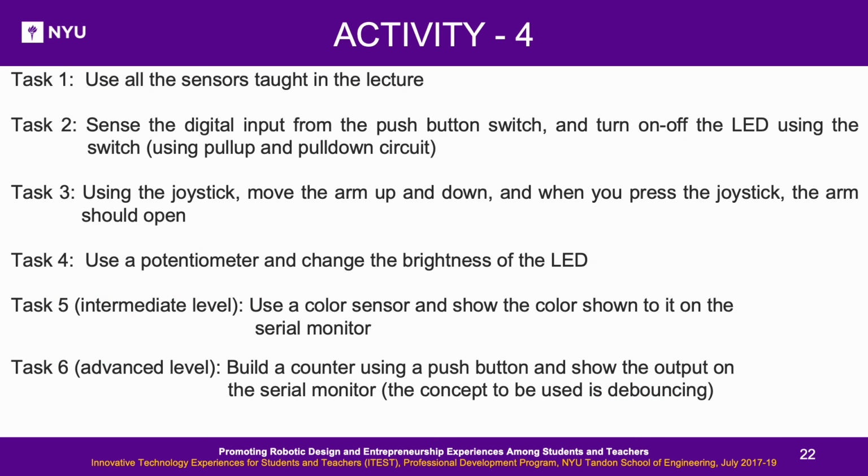Activity 4. Task 1. Use all the sensors taught in the lecture. Task 2. Sense the digital input from the push-button switch and turn on/off the LED using the switch, using pull-up and pull-down circuit. Task 3. Using the joystick, move the arm up and down, and when you press the joystick, the arm should open. Task 4. Use a potentiometer and change the brightness of the LED.